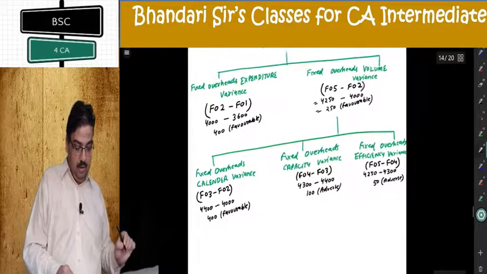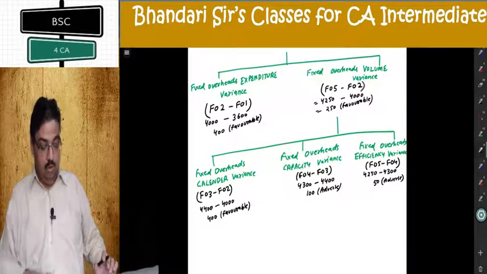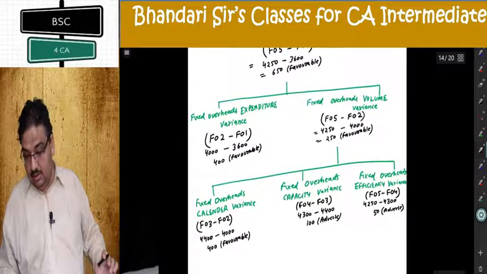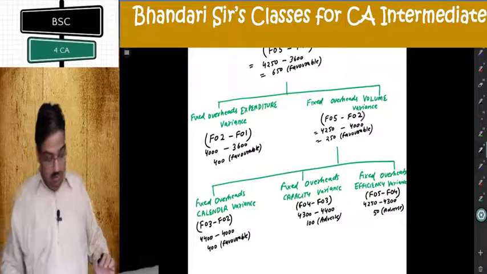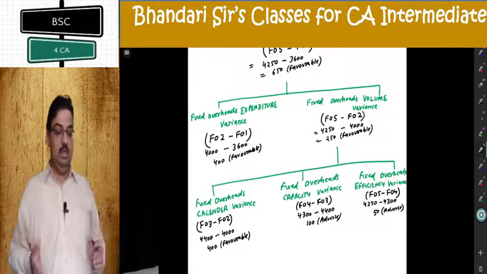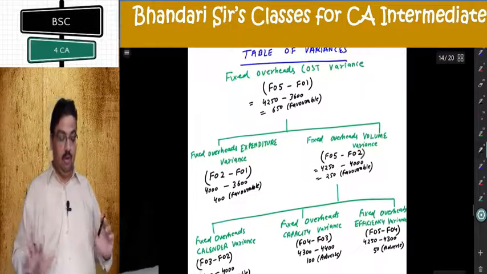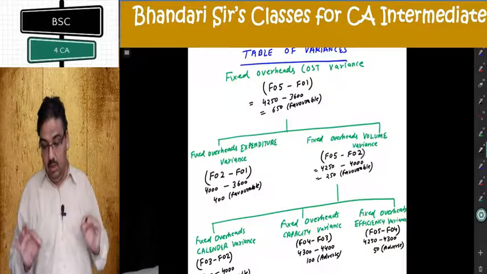This table of variances, this is the ultimate answer that will give you full marks in the exam. It is 650 favorable, 400 favorable, 250 favorable, 400 favorable, 100 adverse and 50 adverse in the sequence that we have computed. So this table of variances is the ultimate answer of this question number B5.